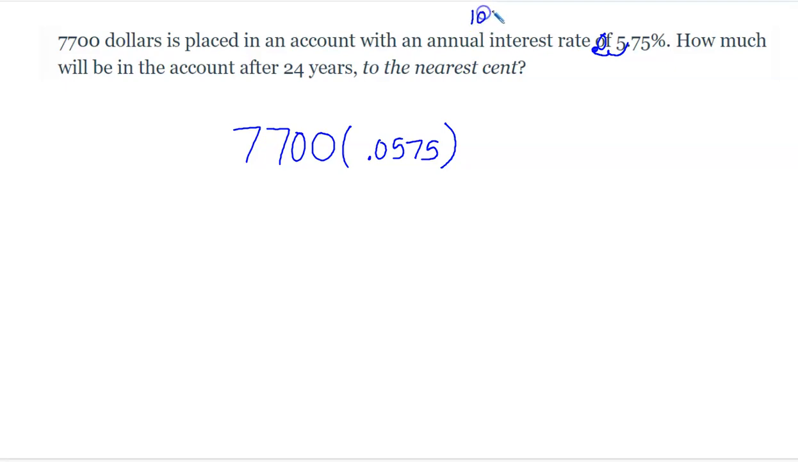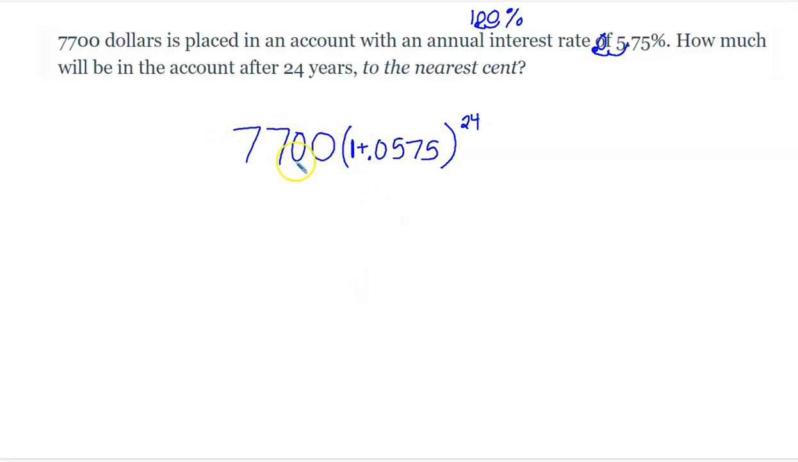What is 100% as a decimal? Well, it's 1. So you keep 100% of what you had plus your new percent, and then this is an exponential function, so you raise it to the 24th power. It's going to multiply this value by 1.0575 24 times.